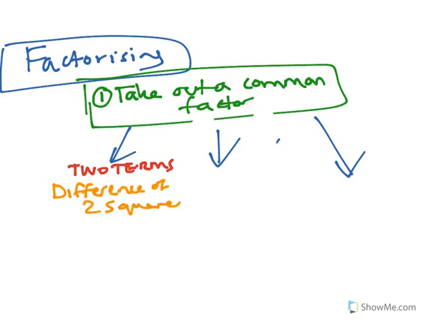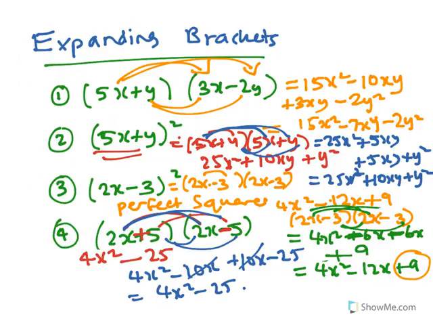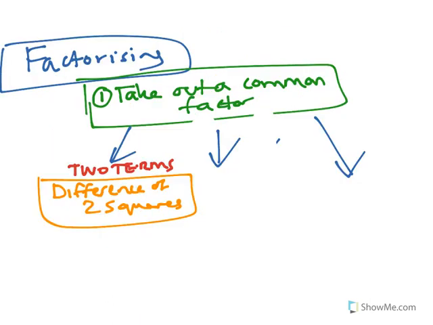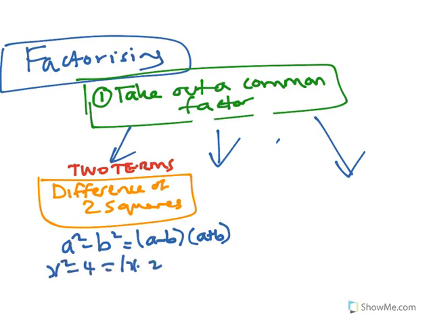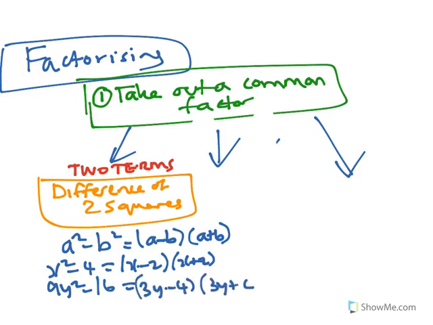Now we know that these are all the results of the expanding brackets that we had on this side. When you look at these, see how they're the difference of two squares: two terms, a minus in the middle, and two squares. Anything in the form a squared minus b squared turns out to be a minus b, a plus b. For example, x squared minus 4 is x minus 2, x plus 2, and 9y squared minus 16 is 3y minus 4, 3y plus 4.